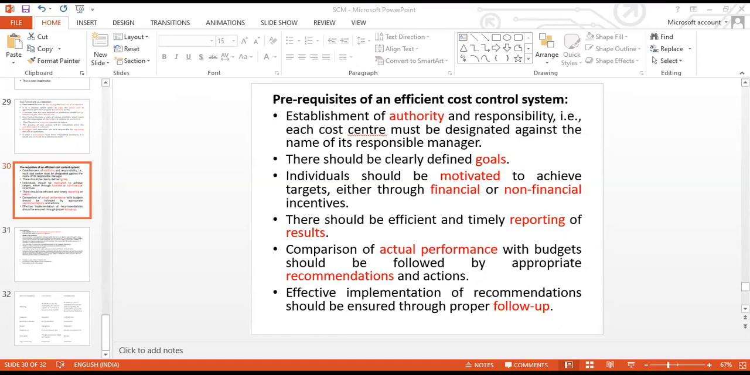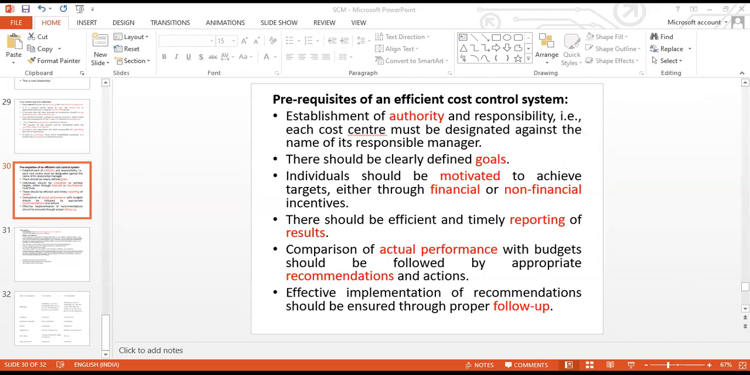Once we have done the cost accounting, then we have to do the cost management. Cost management means we should make a plan about controlling the cost of the organization. It may be product wise, it may be process wise. So that we had seen in the last lecture.